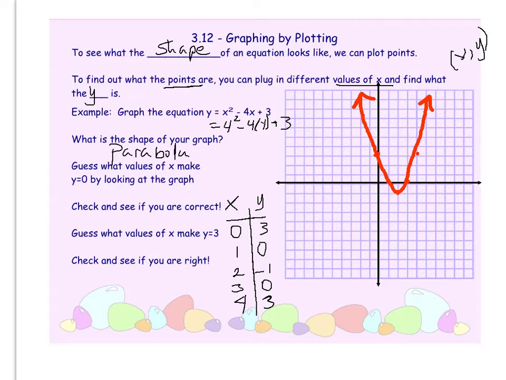So, looking at the graph of the function, what values of x make y equal to 0? Well, y equals 0 at the x-axis. So the two values that make y equal to 0 are 1 and 3. Now let's see, what values of x make y equal to 3? Well, that was these points, 0 and 4. Okay?